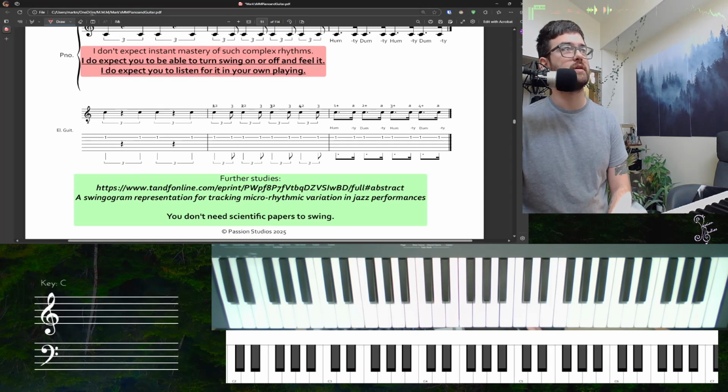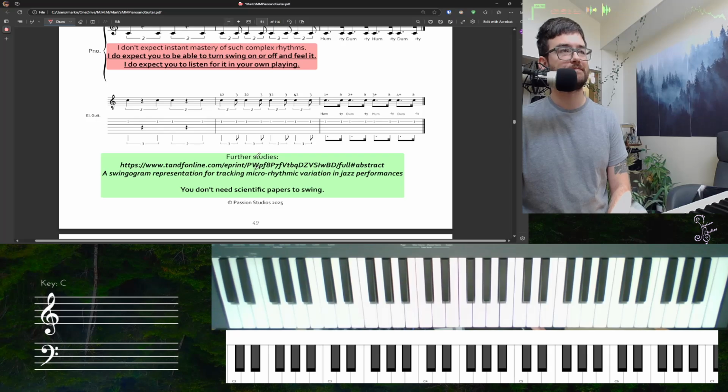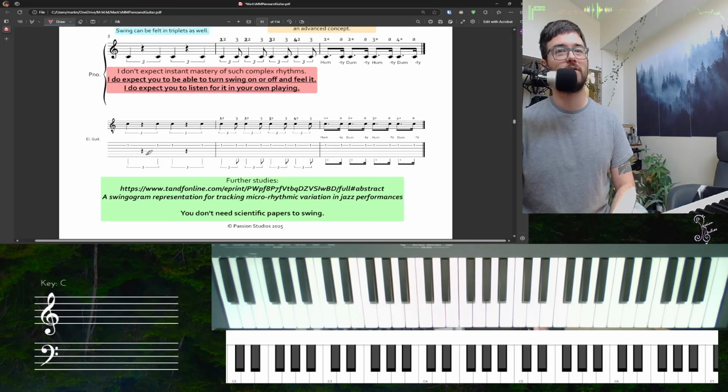And unfortunately, here's a little joke I found. I found a scientific paper on this representation of microrhythmic swing variations. You don't need a paper to swing. You need to swing to swing. You need to want to feel it. But if you're a science guy or science girl, this is pretty in-depth. I recommend the videos. I think that's much easier to watch.